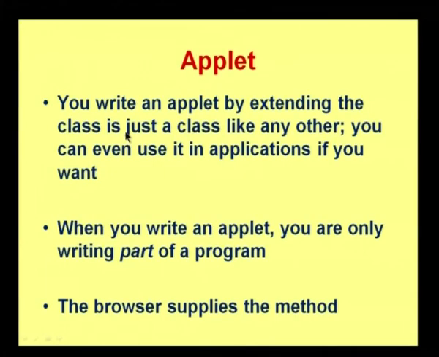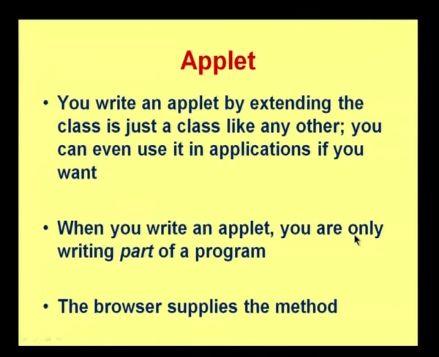So, you write an applet by extending the class; it is just a class like any other class. You can even use it in applications if you want. We know that whenever we write a Java frame or whenever we try to write a window or dialog, whatever may be the class, we have a base class and we derive the base class. Similar to that, we have an applet base class which could be derived and then you can use that particular applet code as your Java application. Next, when you write an applet, you are only writing part of the program. The browser supplies the method.